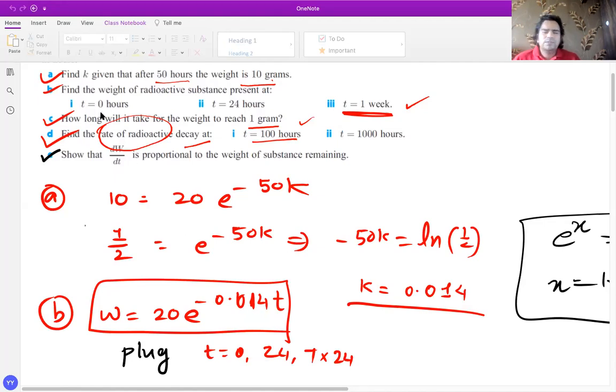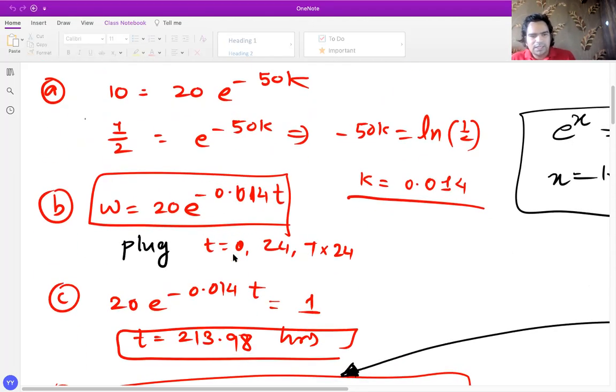Now we have a finite model: W is 20 e to the power negative 0.014t. Our next part is to use this model, either using technology or manually substituting the values. Plug t as 0, then t as 24, then t as 1 week. But for 1 week you will not put 1, you will put 7 times 24, because t is in hours. That's the one thing we have to be careful about, and you'll get the values.